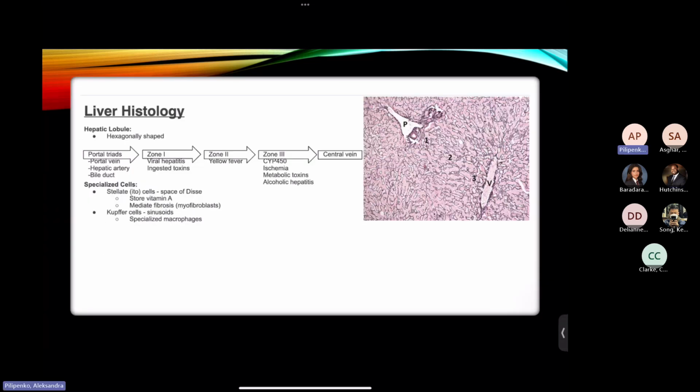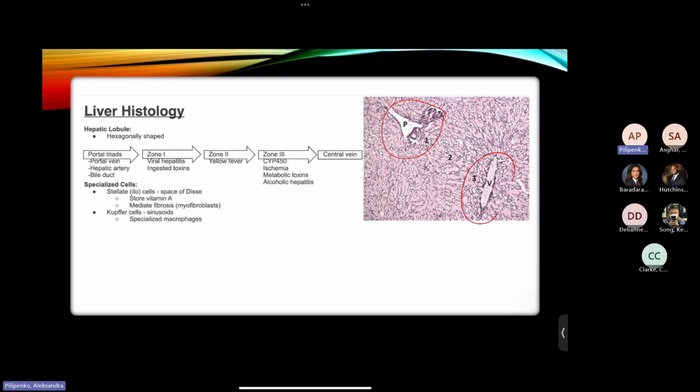Moving on to liver histology. Review the liver histology because it's going to be very, very important. And if you already have it down, you don't have to worry about memorizing all of this. Just remember we have 3 zones, right? Starting from like portal triad, moving to the central vein, right?